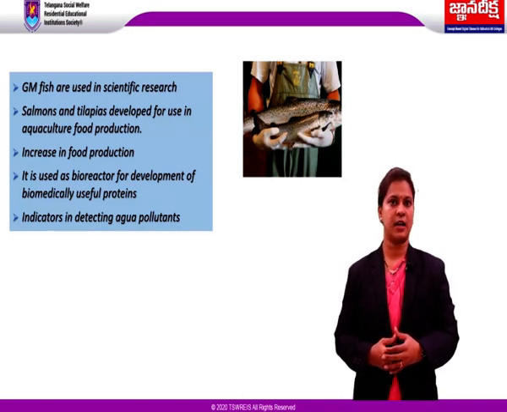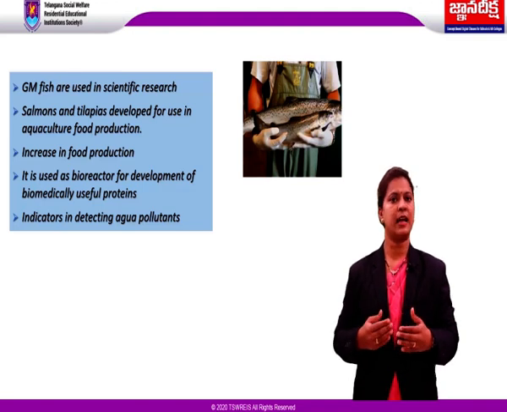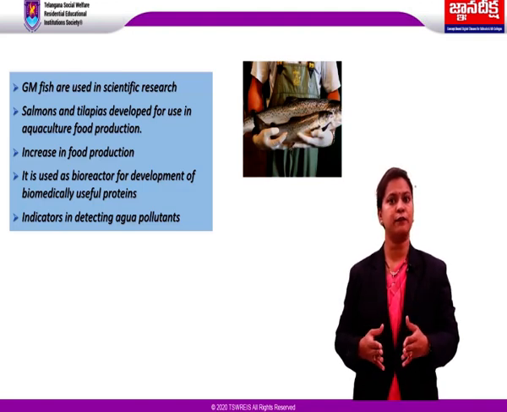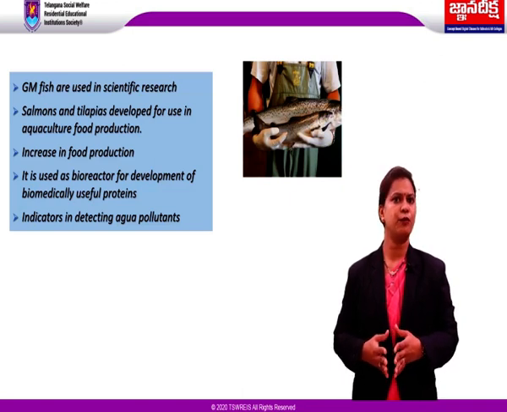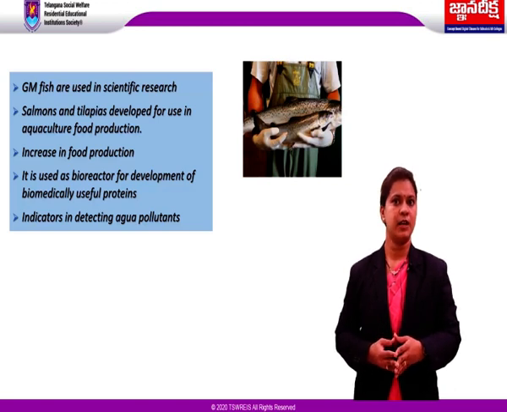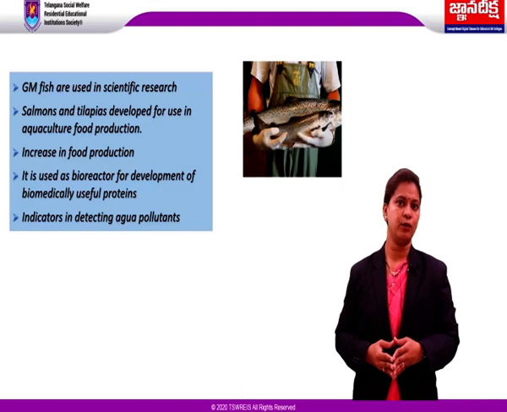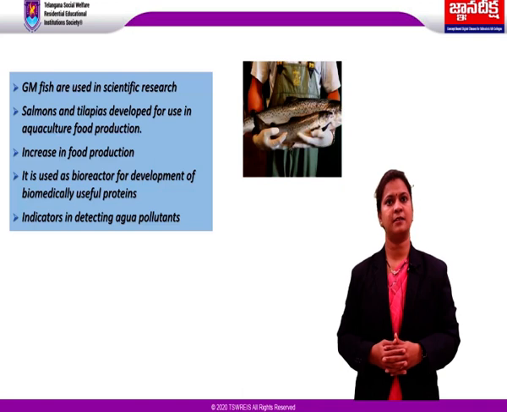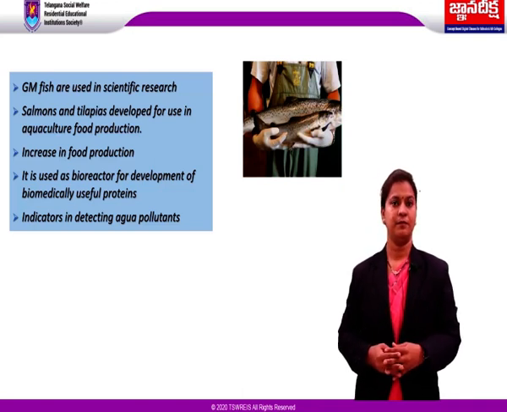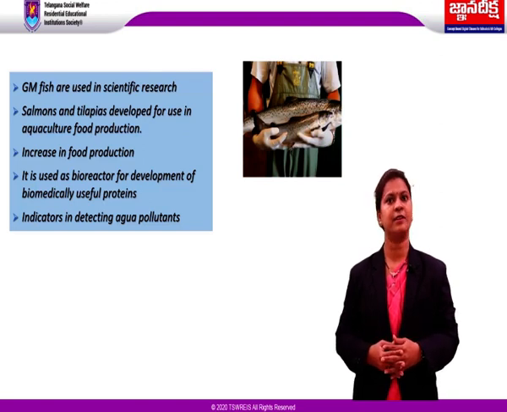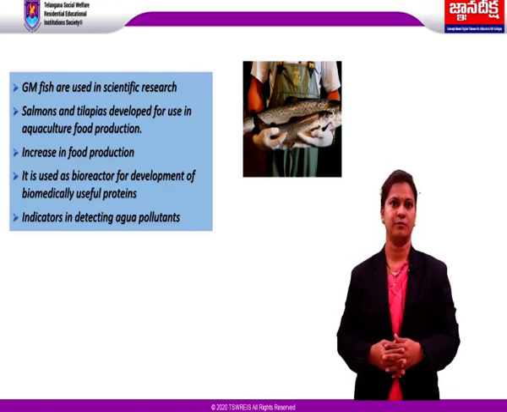Wild type fish require almost 24 to 30 months to reach market size, almost 4 to 6 cages, whereas genetically modified fish require 18 months to achieve this. Therefore, it increases food production. It is used as a bioreactor for development of biomedically useful proteins. They are used as indicators for aquatic pollutants too.